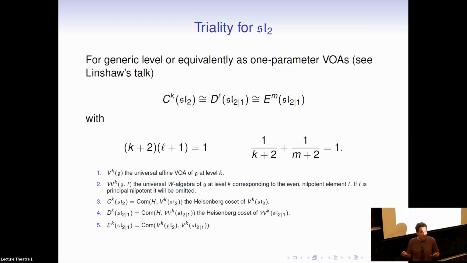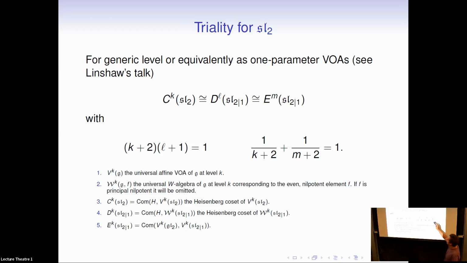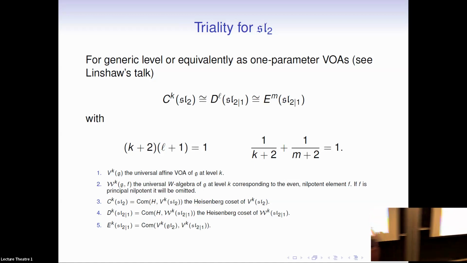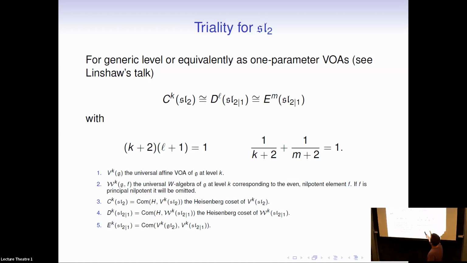So I introduced these three processes, and the reason I introduced them is because they are all three isomorphic if your levels are related in a good way. This relation should remind you of Feigin-Frenkel duality: the level plus the dual Coxeter number of SL2 times the level of SL2/1 plus the dual Coxeter number of SL2/1 multiply to 1. This relation is probably less known, but if you know the GKO coset realization of principal W-algebras, there you also have an isomorphism, and the levels are related in this way as well.